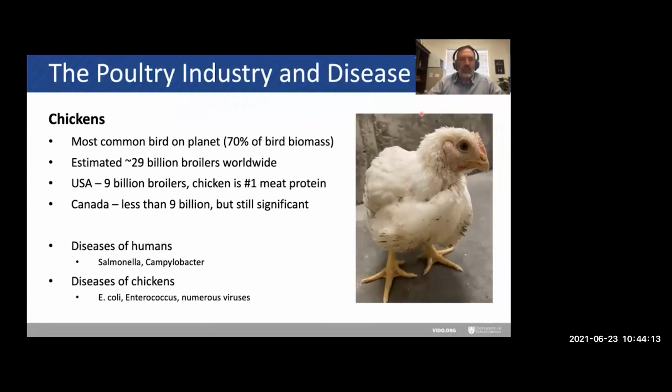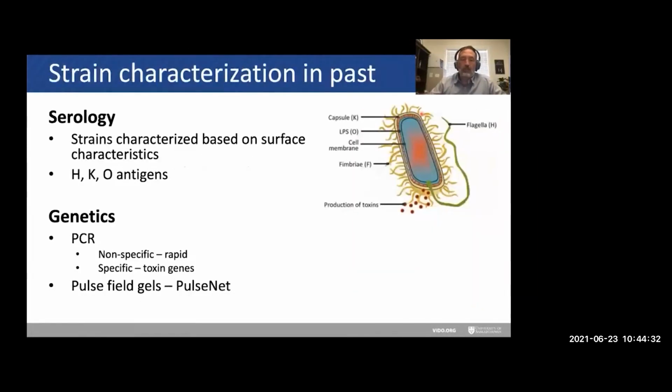So when we think of chickens and eggs, we often think of diseases of humans, such as Salmonella and Campylobacter, but these don't really cause mortality in the birds themselves. The diseases of chickens, which do cause mortality and affect producers' bottom line, are E. coli, Enterococcus, and numerous viruses.